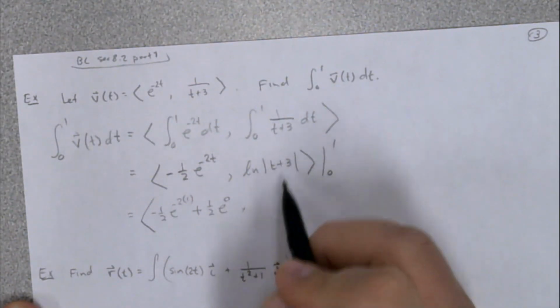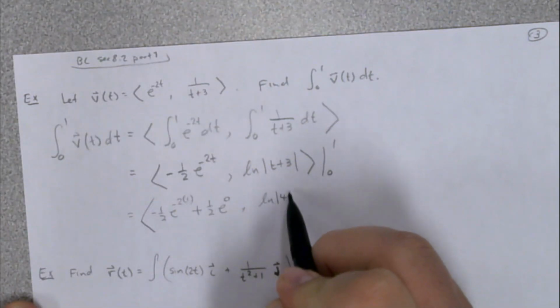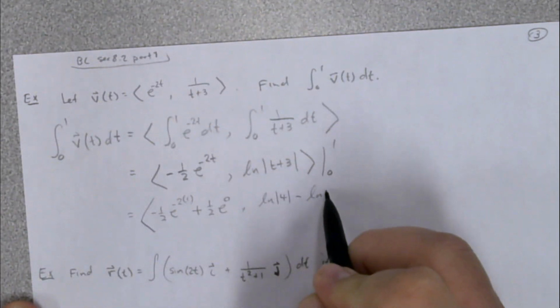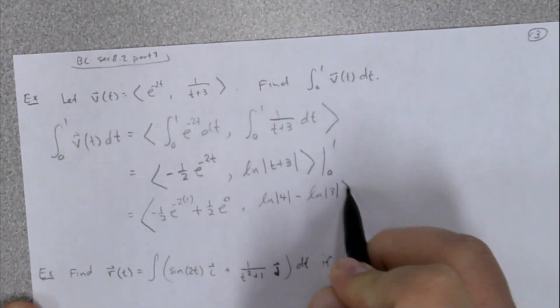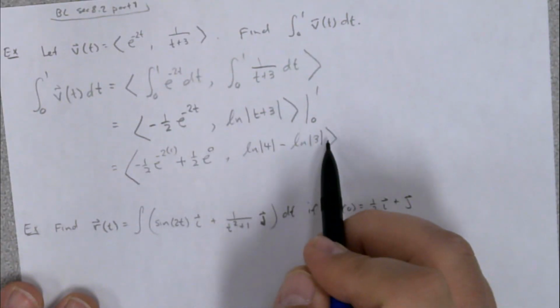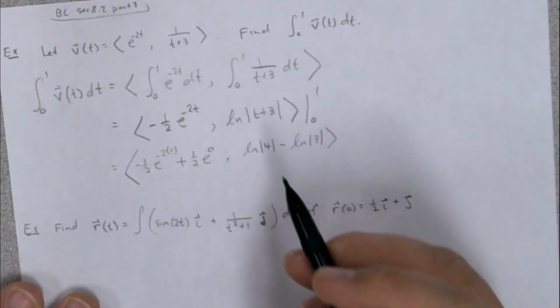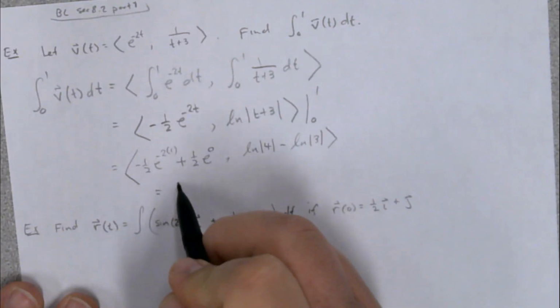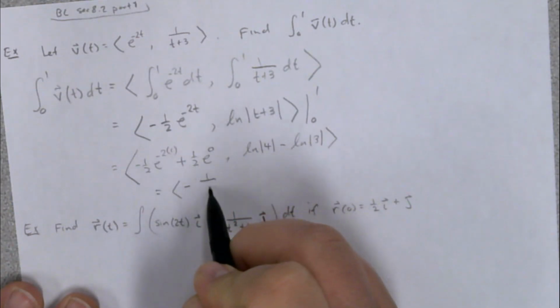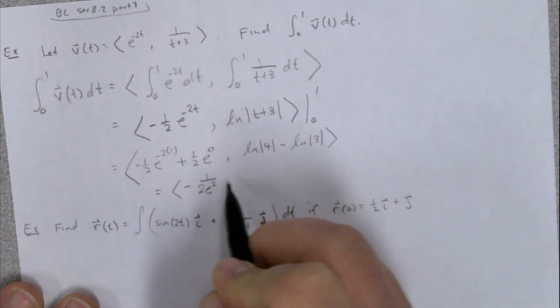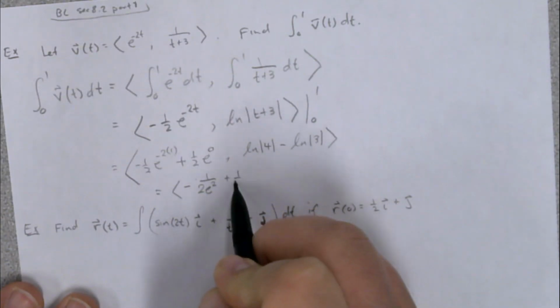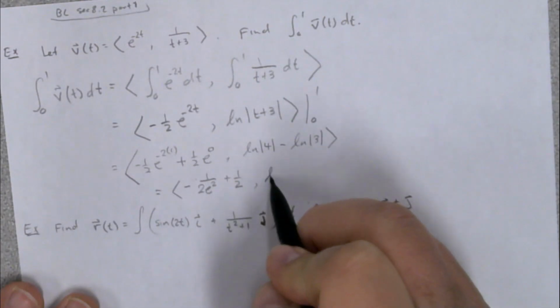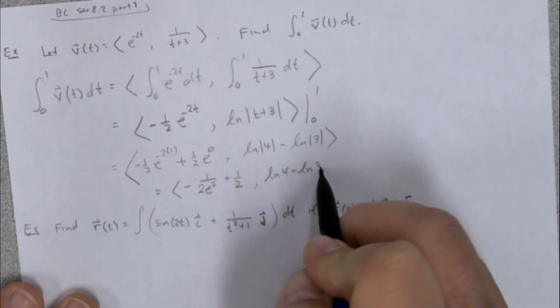Over here, if I plug in 1, I'm going to get the natural log of 4 minus the natural log of 3. Because these are numbers, I don't need the absolute values anymore. They're already positive, so I don't need them to guarantee positiveness. So working everything out, simplifying some things out, the first one here, I have a negative 1 over 2e squared plus 1/2. And then over here, like I said, the natural log of 4 minus the natural log of 3.